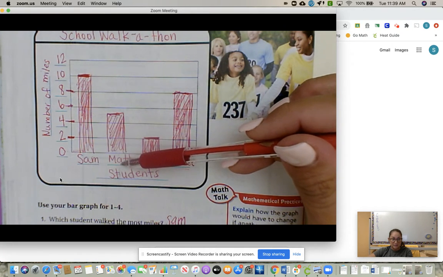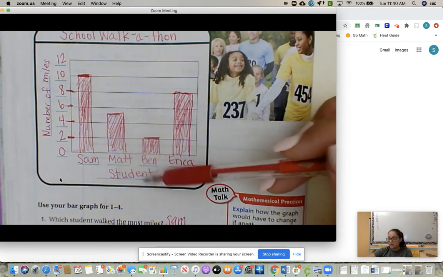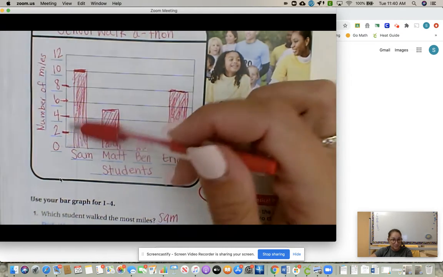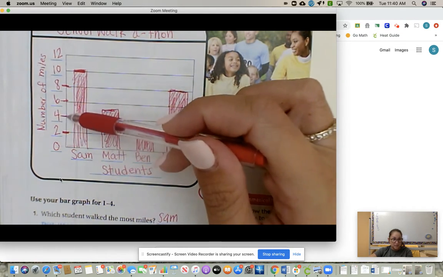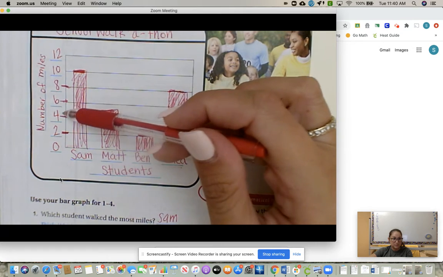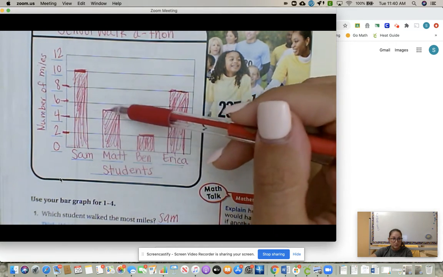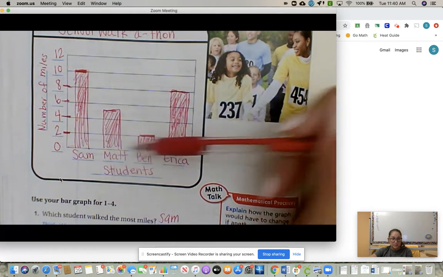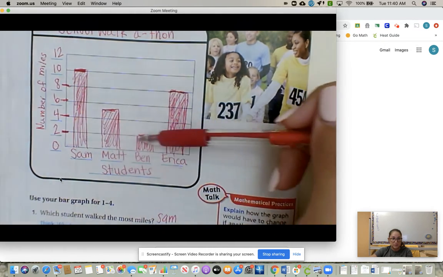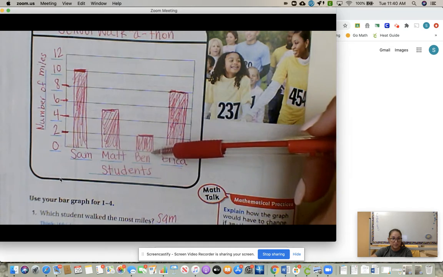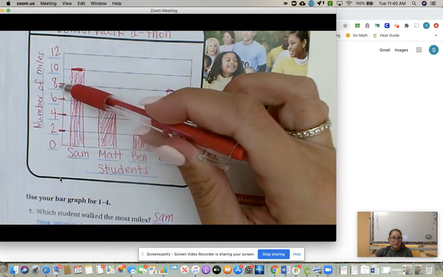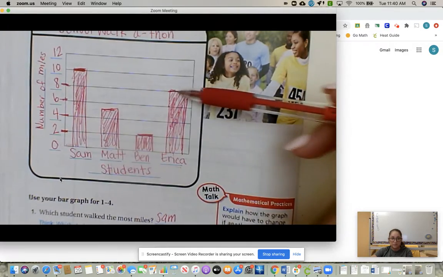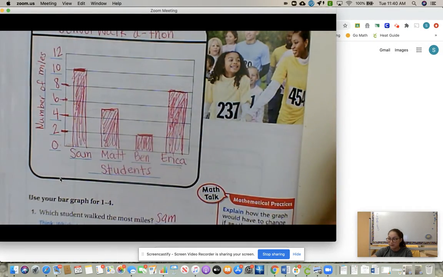Matt had 5. That's where the tricky one is. We don't have 5 on here, but 5 is in between 4 and 6. Here's the line for 4, here's the line for 6. So we want to go in the middle, go over, draw our dark line, and fill in our bar. Ben is 2. We go to 2, we go all the way over, we draw our dark line, we fill it in. Erica is 8. So we go to 8, all the way over, fill in our dark line, and then fill in our bar graph.